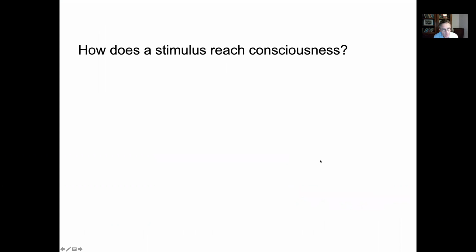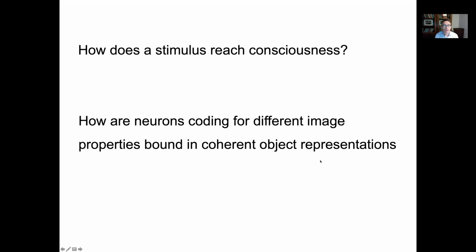So I'm going to ask the question, how does a visual stimulus reach consciousness? What needs to happen? And I'm also going to address the so-called binding problem. How do neurons coding different image properties, how do their representations get bound into coherent object representations? Okay, so after my talk, you should have some insight into these two topics.